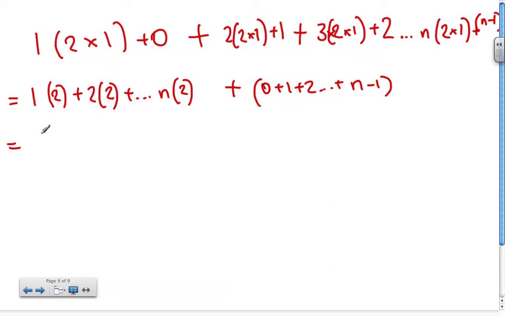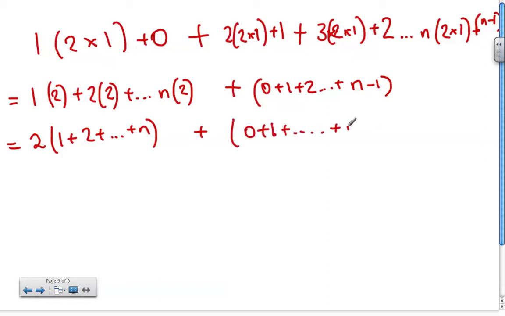Okay, and then for the first part there, I took out 2 as a factor. So I had 2 lots of, and then inside I'm just going to have 1 plus 2 plus all the way to plus n. And then just the 0 plus 1 plus 2 all the way to n minus 1. Then I had to think of a way, well, how could I add up 1 plus 2 plus 3 plus 4 to whatever n was?